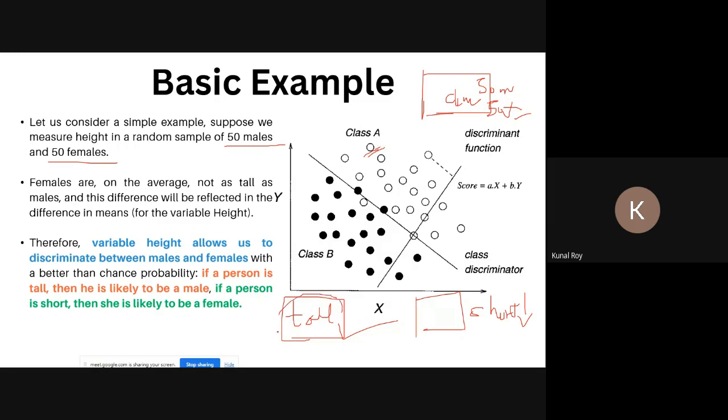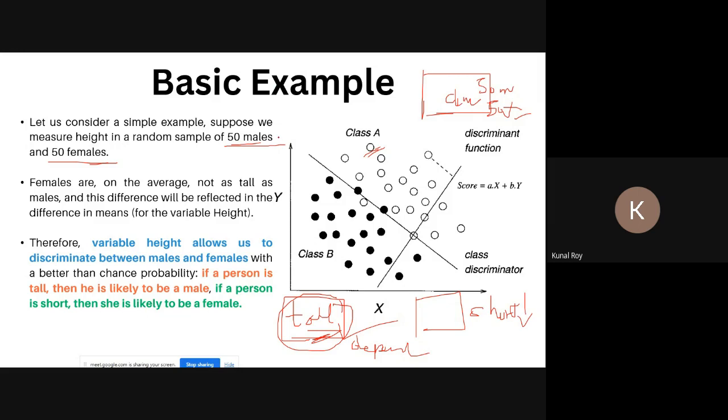So this tall is acting like a dependent variable, and these males and females are acting like an independent variable. So this height can be considered as an independent variable. We can take this height, this tallness, as a discriminant function and try to interpret this function by calculating, say, the average.